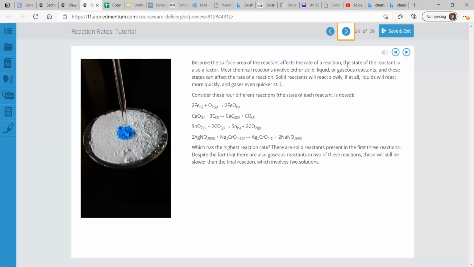So we're given 4 different reactions, and the state of each reactant is noted by the little subscript s, g, or aq for aqueous. Which has the highest rate of reaction? There are solid reactants present in the first 3 reactions. Despite the fact that there are also gaseous reactants in 2 of these reactions, these will still be slower than the final reaction, which involves 2 solutions.